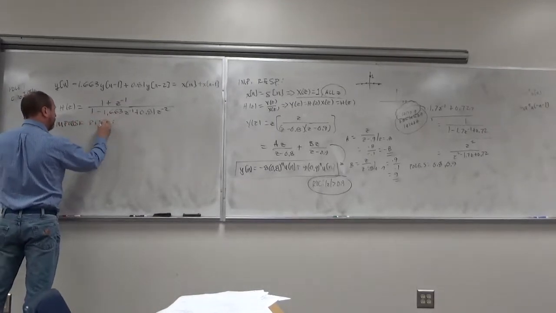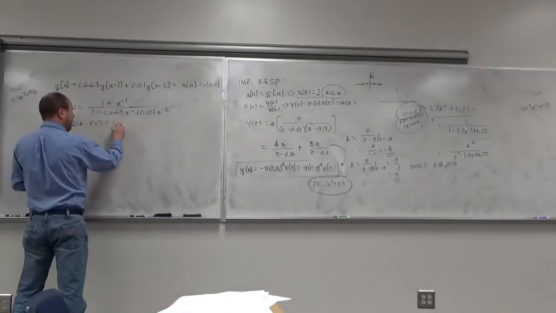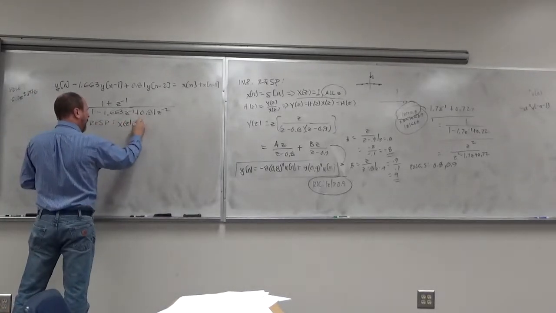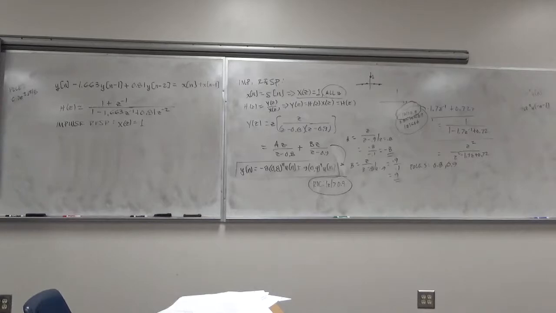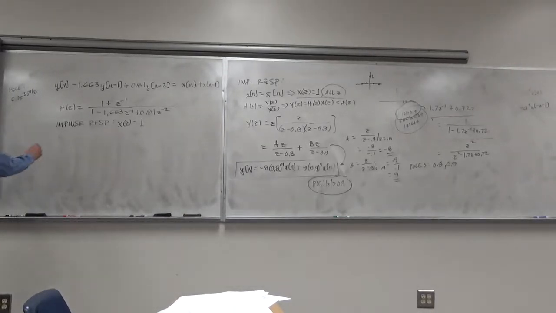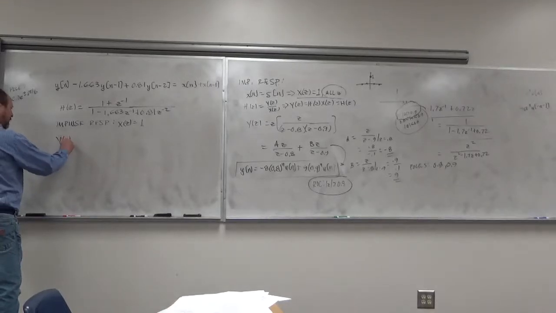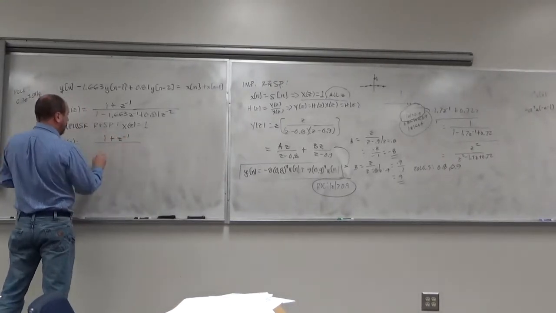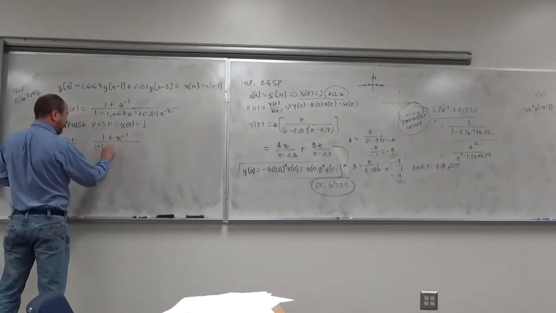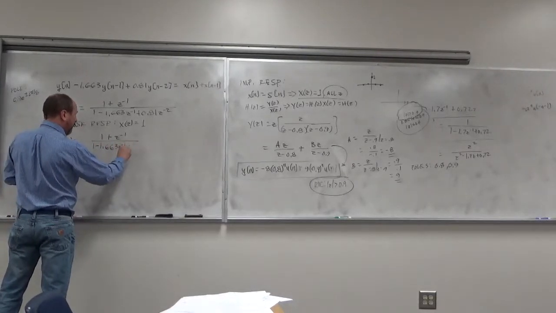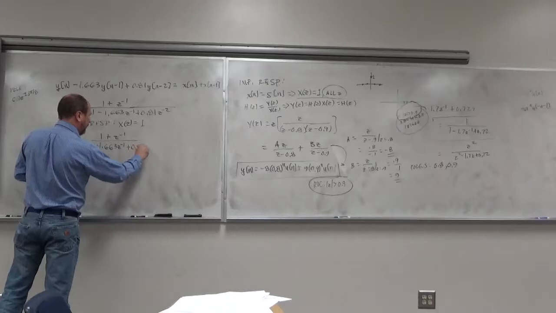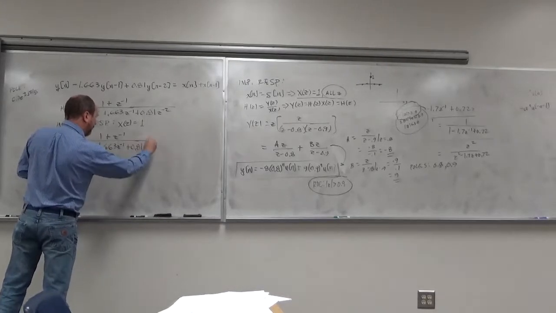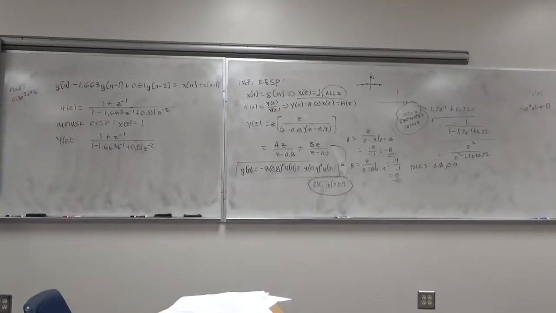But I want the impulse response of the system. And the impulse response is found by setting x of z equal to 1, because x of n is a delta function. And so y of z equals 1 plus z to the minus 1 over 1 minus 1.663 z to the minus 1 plus 0.81 z to the minus 2. Same thing as above.